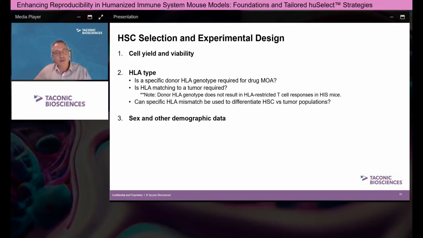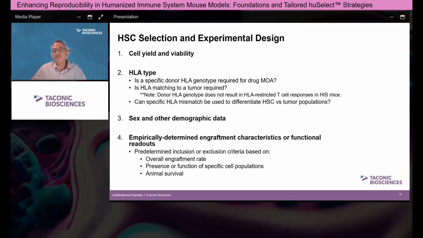There may be reasons why you might choose a specific sex of a donor. So if you're working with a specific type of tumor, prostate, breast, etc., it may be advantageous to remove that as a variable, or to ensure that you are not biasing your data by selecting only one sex and not the other.